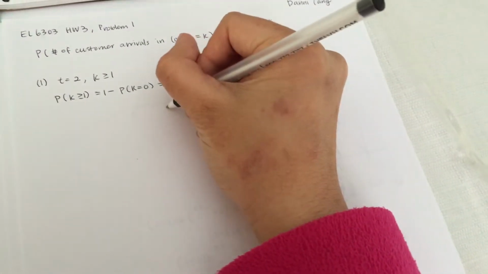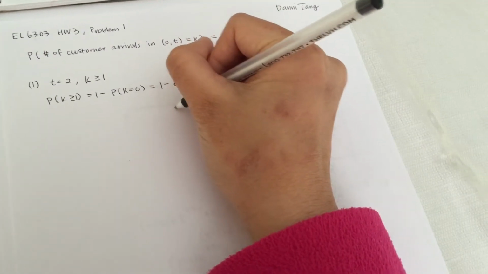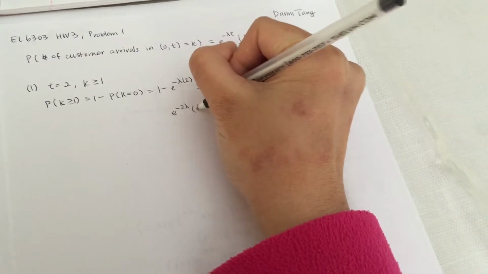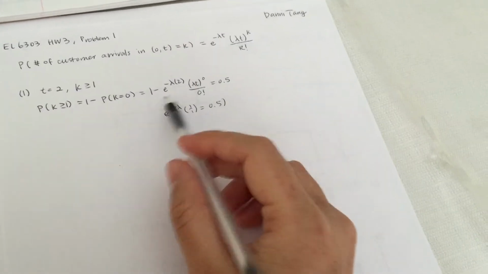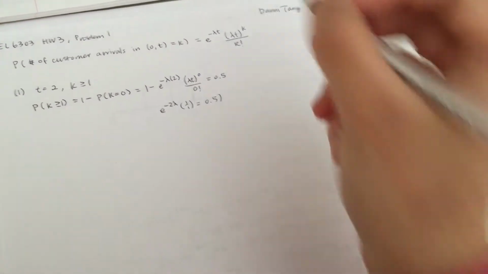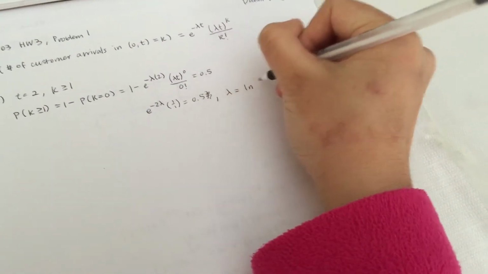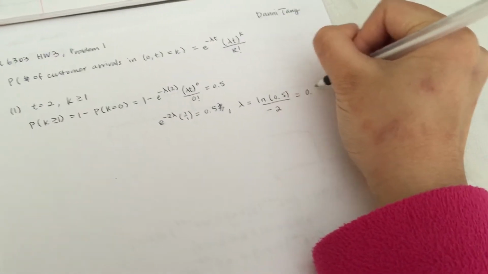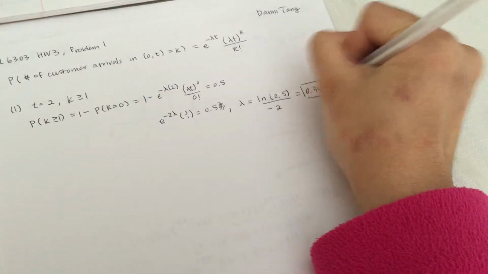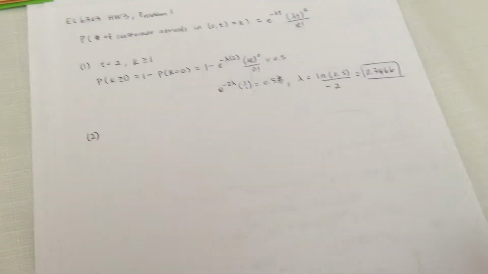So we know that this goes to 1 because it's to the 0th power, and 0 factorial is also 1. So you would get e to negative 2 lambda times 1 over 1 equals 0.5, because when you move 1 to the other side, it's negative 0.5, and you divide by negative 1, so you get this equation. And so lambda comes out to be natural log of 0.5 over negative 2, which is 0.3466. So this is the value we'll be using for the rest of the questions. We assume that lambda is the same for this entire Poisson process.